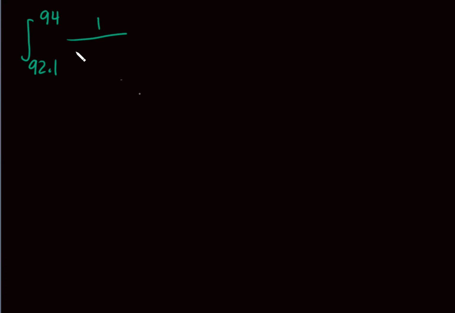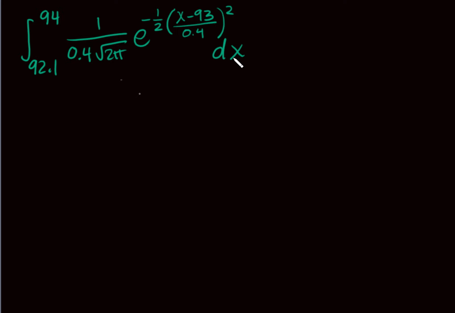We had 1 over 0.4 square root of 2 pi, e to the negative 1/2. I'm going to rewrite this a little bit, like I talked about here, over 0.4 quantity squared, all dx, and we're making a substitution, remember. So I am going to let z equal x minus 93 over 0.4, and then we found that 0.4 dz would replace dx.